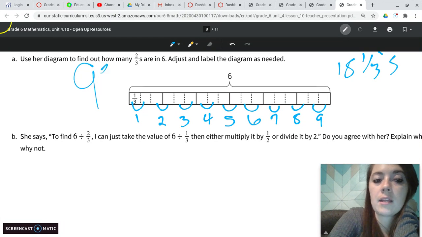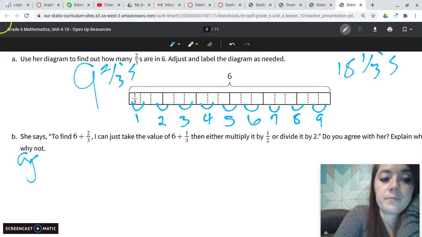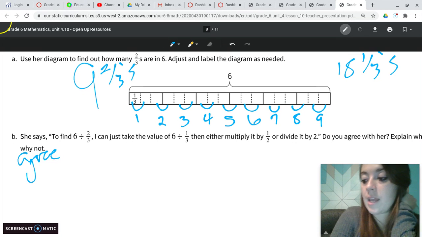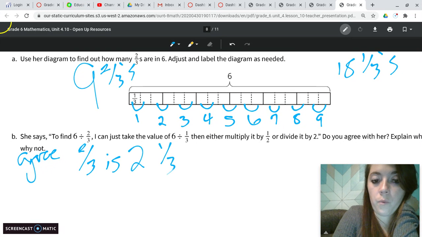And we had 9 2/3. 9 is half of 18, so she divided it by 2 or multiplied it by 1/2. The reason we should agree is because 2/3 is 2 1/3.